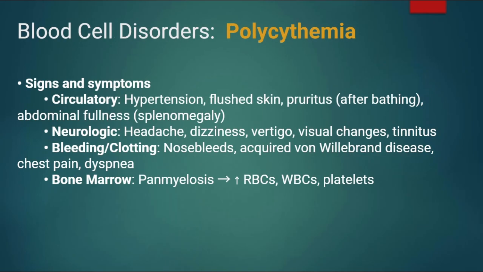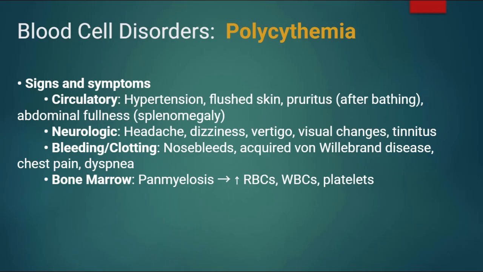When assessing a patient with polycythemia, it's important to recognize the wide range of signs and symptoms, which occur because the blood becomes too thick and circulation is impaired. Circulatory symptoms often include hypertension, dark flushed skin, and itching, particularly after a warm bath or shower. This itching is caused by increased histamine release from overactive blood cells. Patients may also experience abdominal fullness and pain due to splenomegaly, as the spleen becomes congested with excess blood cells.